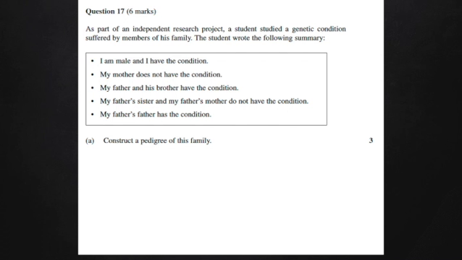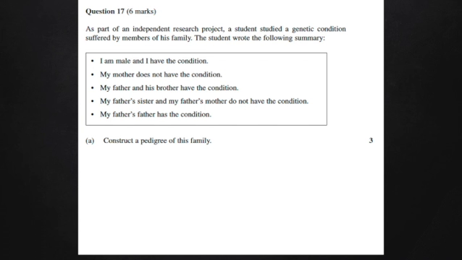Yeah, so this is a 6 marker from a past paper. Broken up into, I think, a 3, a 2, and a 2 mark part. So part A is 3, and this is fairly straightforward, to be honest. As part of an independent research project, a student studied a genetic condition suffered by members of his family. The student wrote the following summary, and it says to construct a pedigree of this family.